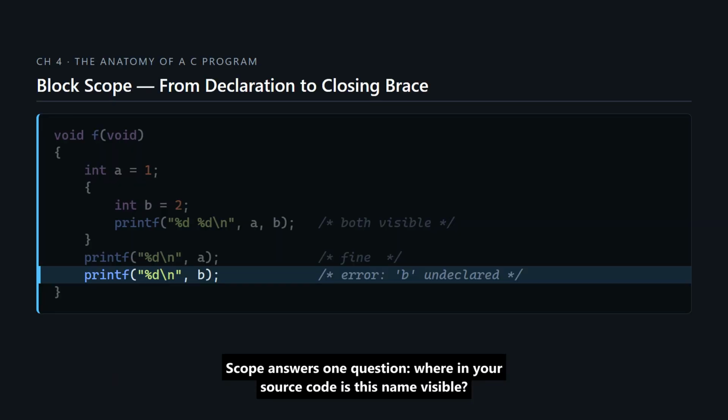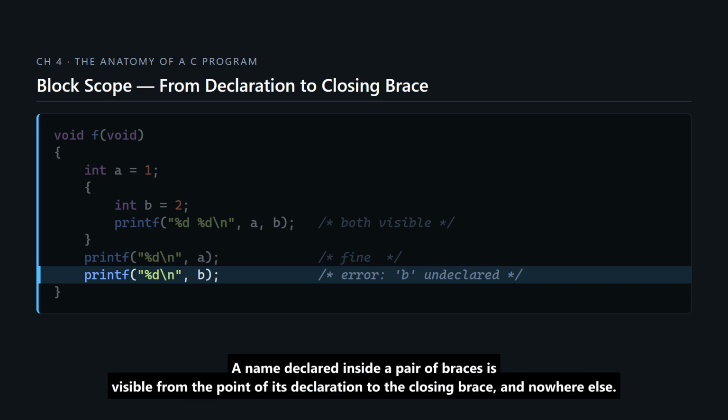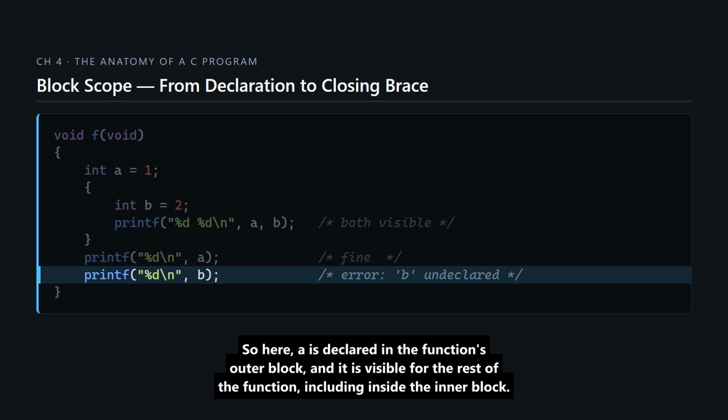Scope answers one question: where in your source code is this name visible? C has 4 scopes, and the one you will meet 10,000 times is block scope. A name declared inside a pair of braces is visible from the point of its declaration to the closing brace, and nowhere else. So here, A is declared in the function's outer block, and it is visible for the rest of the function, including inside the inner block.